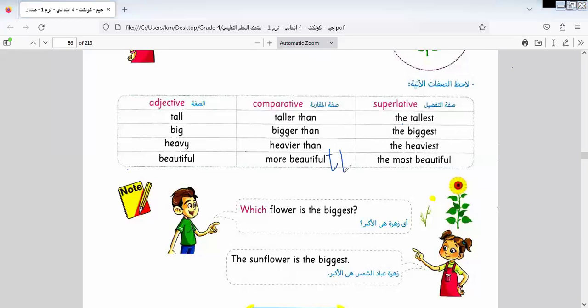We miss the than here. Okay, it must have than here. This is not a misprint. Here is more beautiful than. We have heavier than. So the comparative must be known by adding than to it. Okay. When we talk about superlative, we put the before the adjective like this: the tallest, the biggest, the heaviest, the most, when the adjective is more than one syllable. Okay. Let's go to another item here.